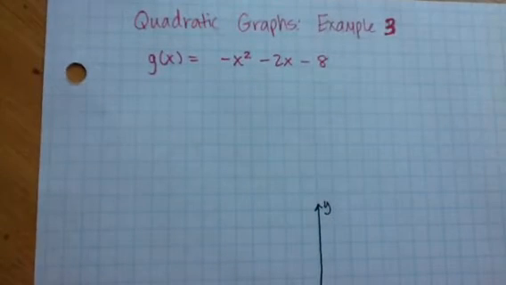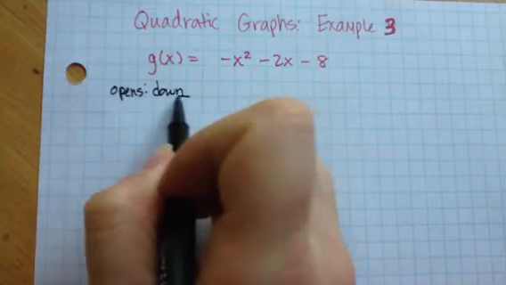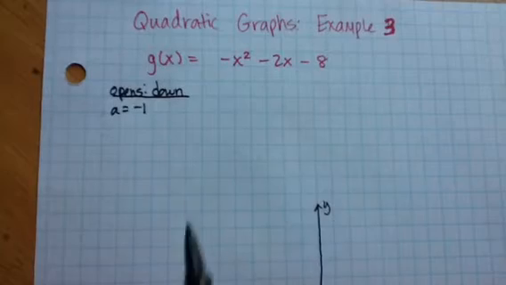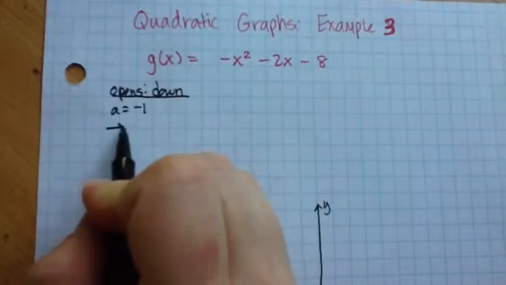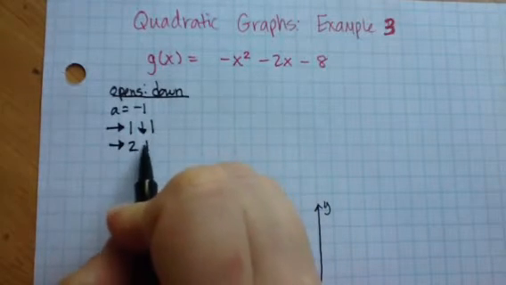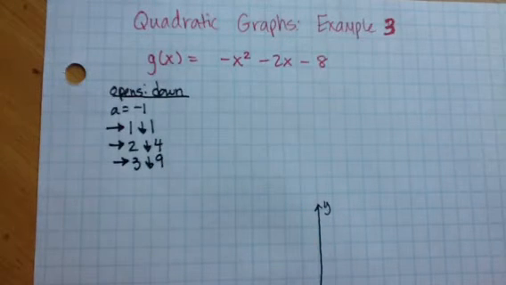Let's look at another example of a quadratic function graph and all the little pieces that we need to talk about. This one is g of x equals negative x squared minus 2x minus 8. So this graph, we can tell that it opens down because the value of a is negative 1. And in fact, we already know, since a is negative 1, that the pattern for growing this parabola will be over 1, down 1, over 2, down 4, over 3, down 9. So we can use that when we start to graph.